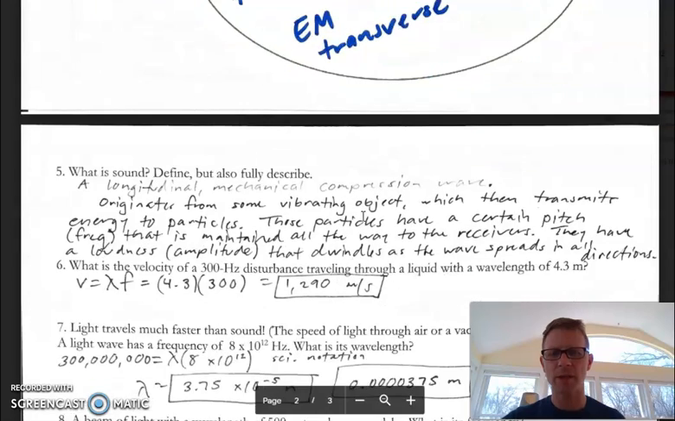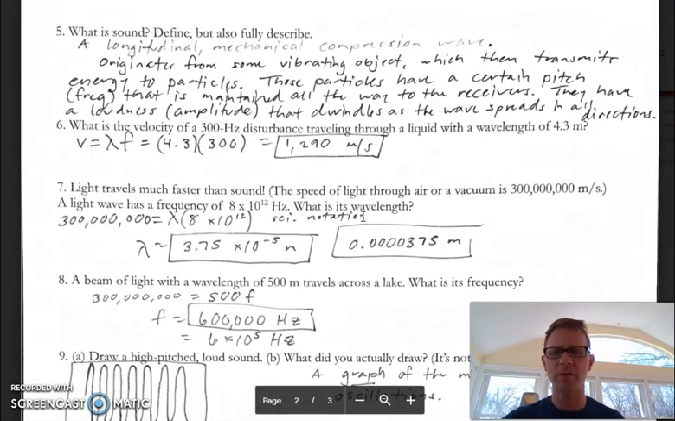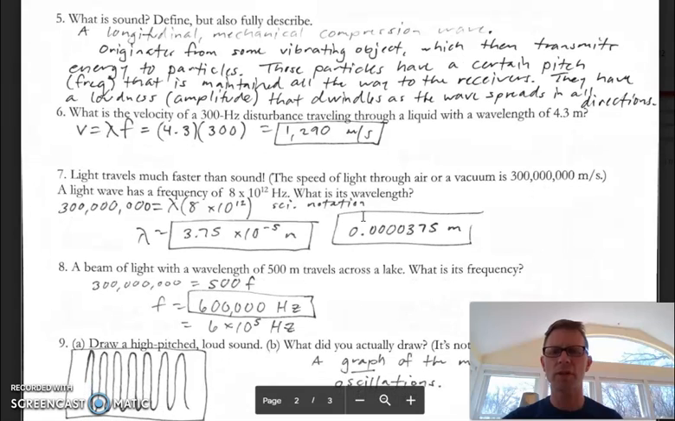Here we go. Sound, here's a fuller description. So just to read it out loud. It starts with a vibrating object, and then it transmits energy to the particles, and those particles have the same pitch, same frequency, all the way till they get to their various receivers. In this room with all the windows, I've been outside while there are a group of people inside, and I can hear what they're saying. So it's transmitting through the windows as well. The windows are vibrating from the sound of my voice.